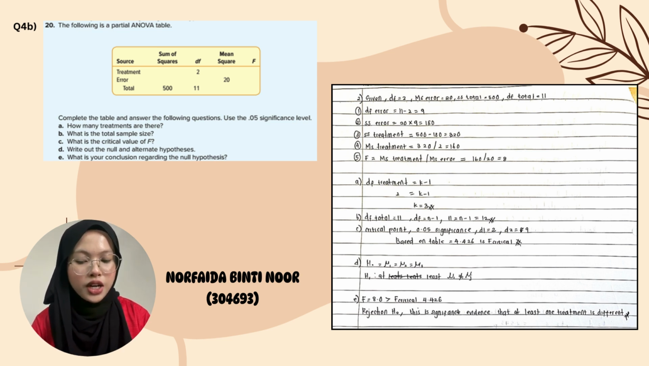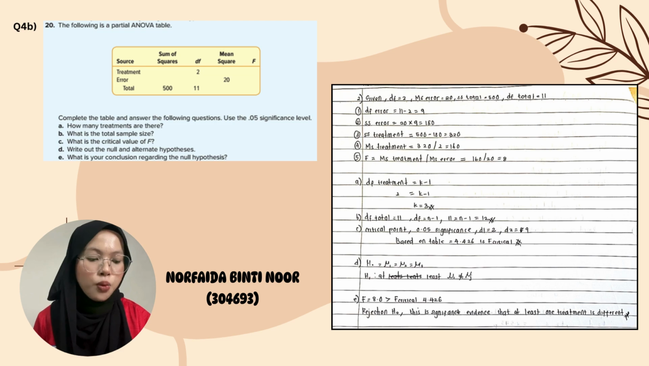For question D, write out the null and the alternative hypothesis. For our null hypothesis, we get that the means are all the same. For the alternative hypothesis, at least one mean i is not equal to mean j, meaning there's a mean that's not equal. For question E, write your conclusions regarding the hypothesis. We get F equal to 8 and our critical is 4.426. So F is higher than F critical, which means we reject the null hypothesis. This is significant evidence that at least one treatment is different.